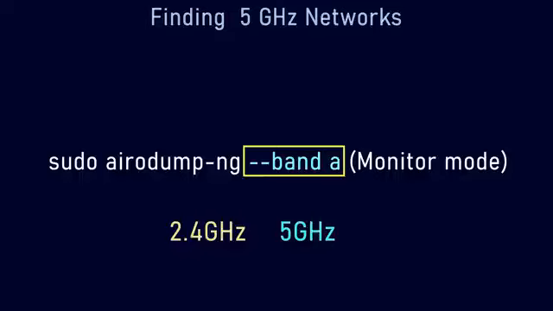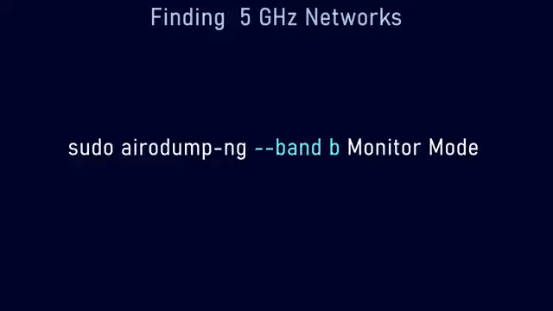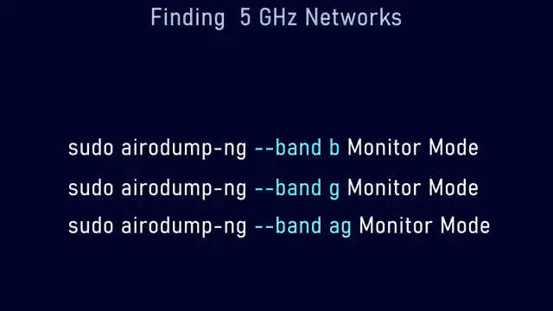There are other options for the band parameter as well. b represents the 2.4 GHz band using the old 802.11b standard, and g represents the 2.4 GHz band using the 802.11g standard, which is more common. g is also the default mode. If you don't specify any bands, by default Airodump runs with the g option, and if you want to scan for both bands, you can use the band abg option.